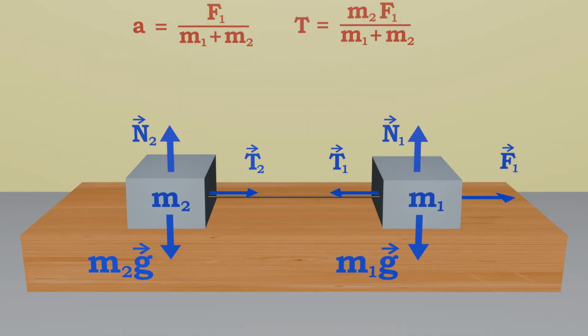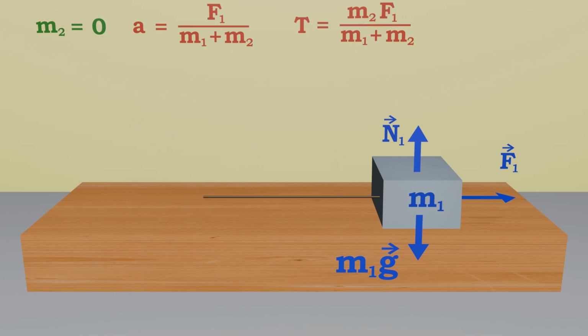Case 2. m2 is equal to 0. In this case, there's really no second object attached to the string. So, the string feels no tension from that end, and T must be 0. The acceleration of the first object is then simply F1 divided by m1. By substituting 0 for m2 in the formulas, we get acceleration equals F1 divided by m1, and T equals 0. Once again, the result checks out.